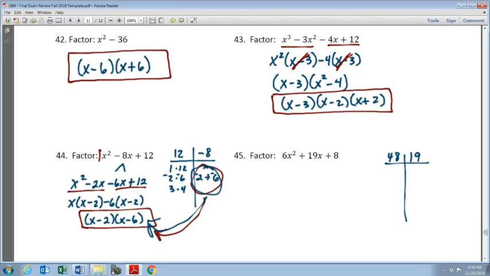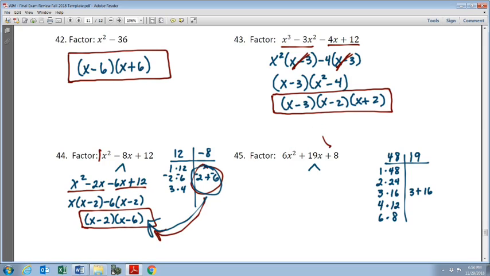So our AC here is going to be 48, and our B is 19. Notice I've put down all the factors of 48. And we need the two that add up to 19, so that would be the 3 and the 16. And so let's go ahead and split our b term.